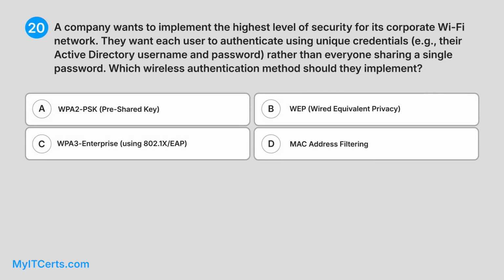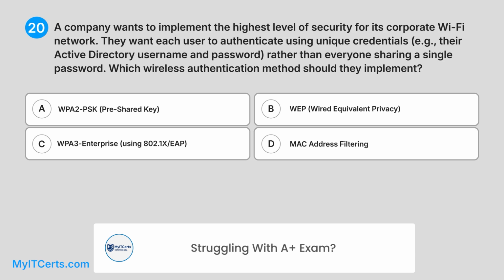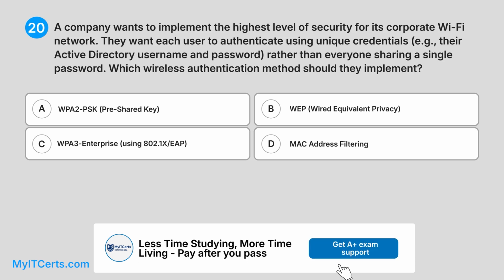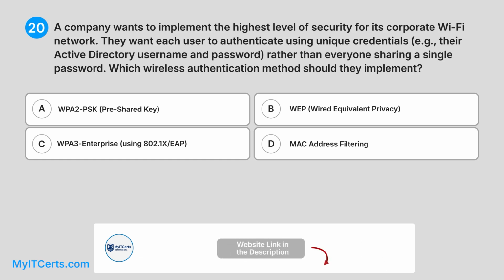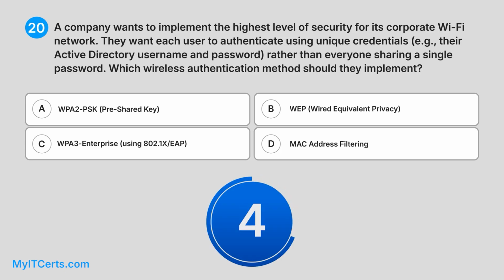20. A company wants to implement the highest level of security for its corporate Wi-Fi network. They want each user to authenticate using unique credentials, e.g., the Active Directory username and password, rather than everyone sharing a single password. Which wireless authentication method should they implement? A. WPA2 PSK, pre-shared key. B. WEP, wired equivalent privacy. C. WPA3 Enterprise, using 802.1X, EAP. D. MAC address filtering. Do you know the answer?